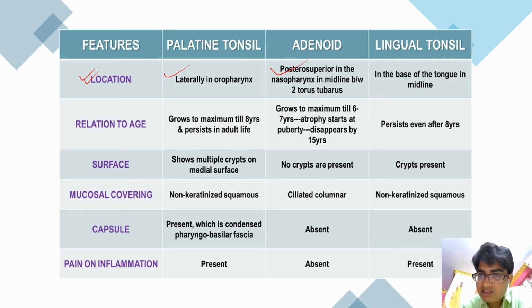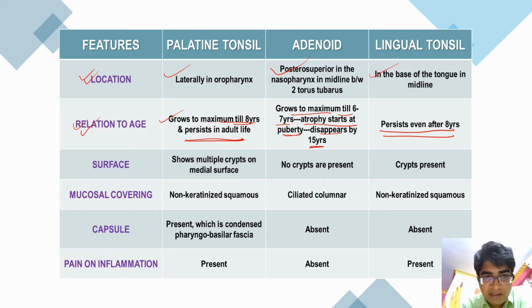Lingual tonsil is actually located in the base of the tongue in the midline. In relation to age, you know already, palatine tonsil grows maximum till 8 years, persists even in adult life. Lingual tonsil persists even after 8 years, no problem. Adenoid, you know already, grows to maximum till 6 to 7 years, sorry, and then atrophy starts at puberty, disappears by 15 to 20 years.